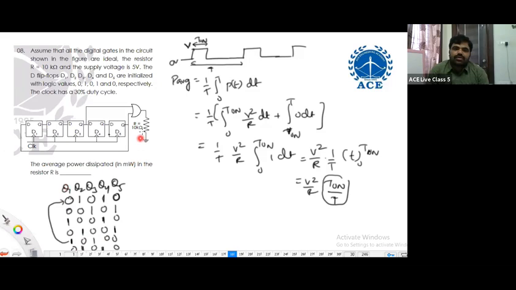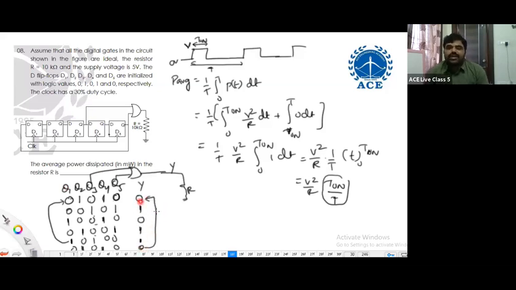What is across the resistor? Q3 logical OR Q5. Q3 logical OR with Q5, that is across the resistor. Let me say what that Y waveform is. Logically OR: here it is 0, here it is 1, here it is 0, here it is 1, here it is 1, here it is 0 again. Then again back to this.